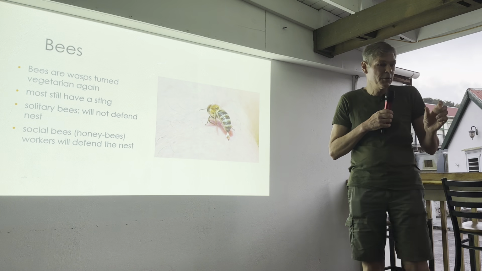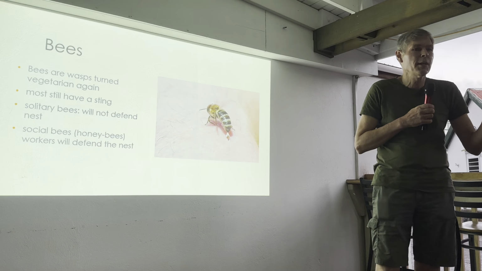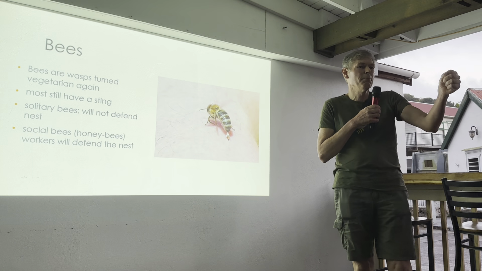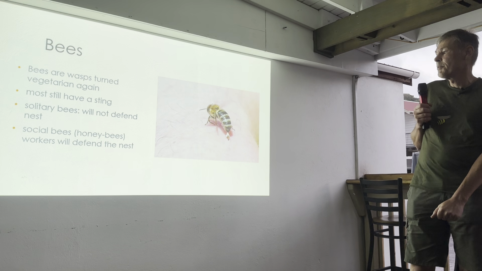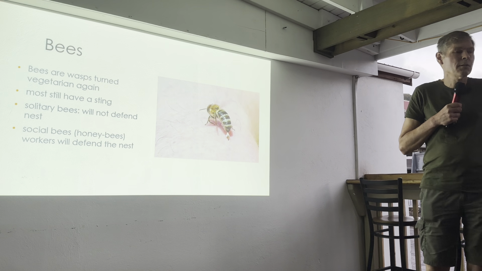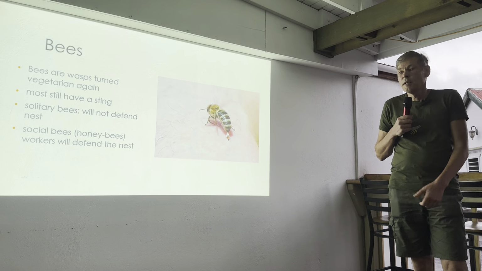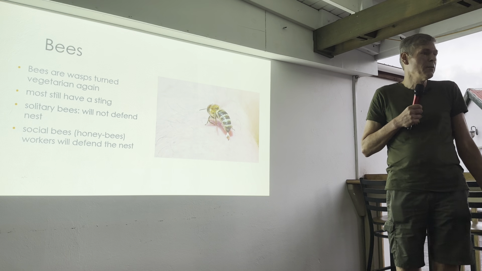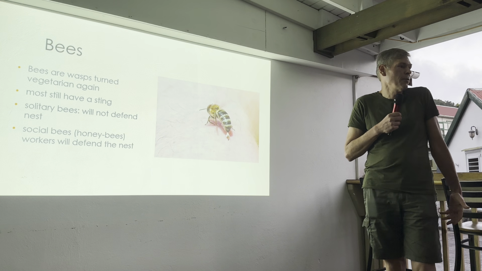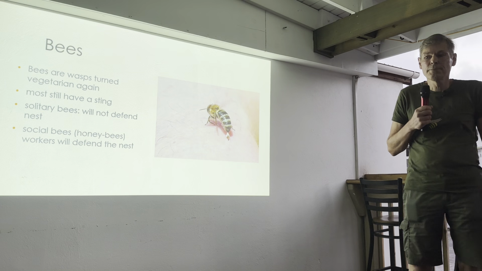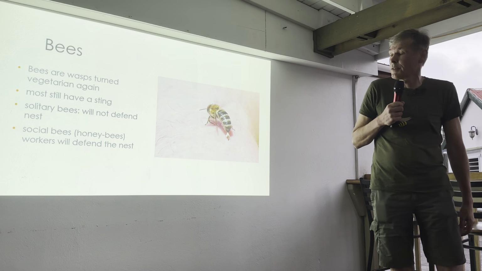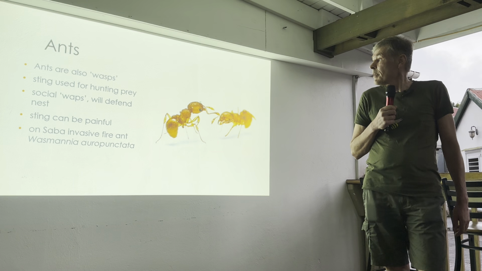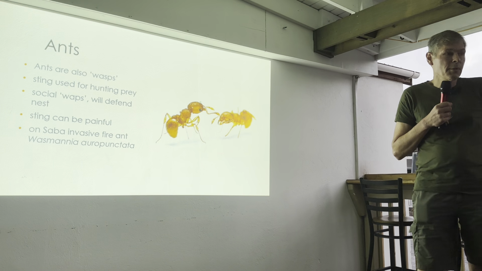If you have these big carpenter bees, those big black ones you may have seen flying around, don't grab them. They're really painful. But the social bees, the only ones here are the honeybees. Same as with the wasp, the workers will defend the nest if you get too close. So those will be more dangerous.